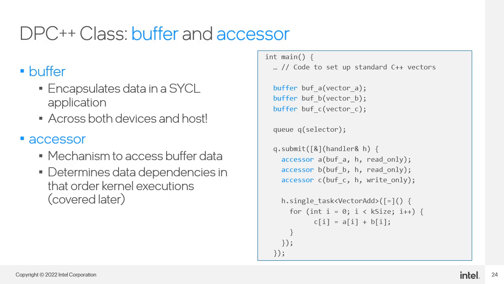Accessors are the mechanism we use to access buffer data. The runtime is informed of how we intend to use the accessors we create by the type of access mode we provide the accessors. In the example code, we create buffers for vectors A, B, and C, and we create accessors A, B, and C to access buffers A, B, and C in a read-only and write-only manner, respectively. The runtime determines data dependencies with the privileges or accesses we have given to the accessors we construct. It also uses this to determine the order in which kernels will be executed.